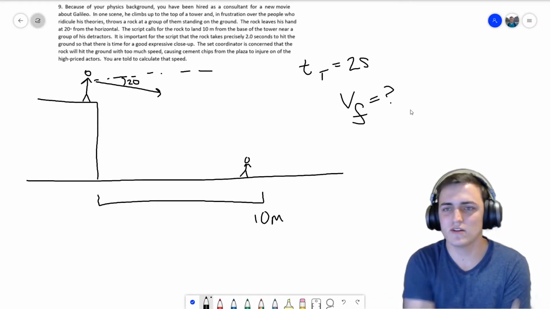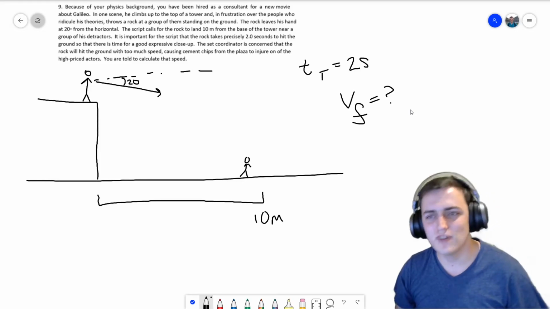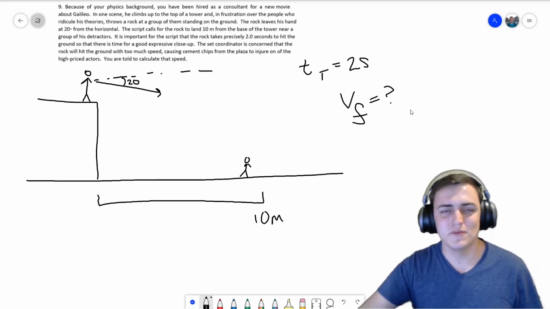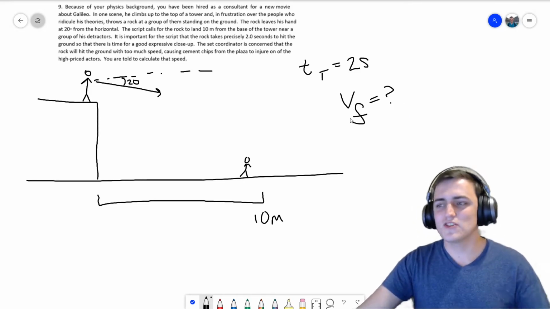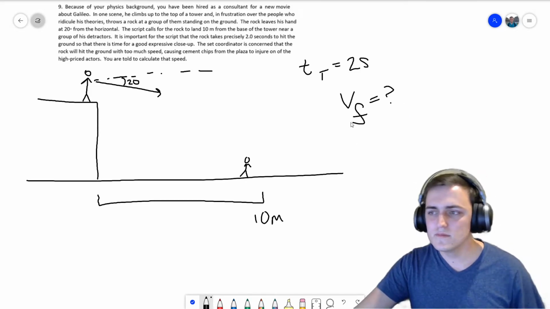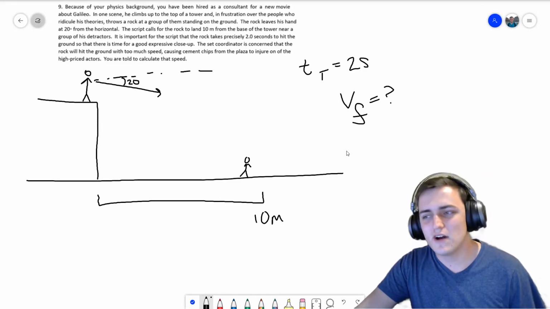That is what we need to check, right? Because the set coordinator is concerned the rock's going to hit the ground too fast and it's going to knock out some cement chips and hit the actors, and that would be very bad. So we need to make sure it's going to hit at a reasonable speed. And so we're trying to find V final. Well, we don't really know how to get there yet.